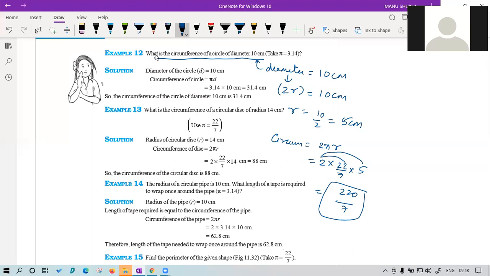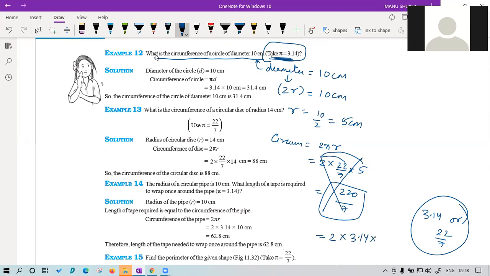You are correct. There are two values of pi, 3.14 or 22 by 7. If question is saying take pi as this much, then you are bound to take that. If question is saying take pi equal to 3.14, we should take pi as that only. Into 10, sorry, 5. The answer is 31.4 centimeter. That's it.